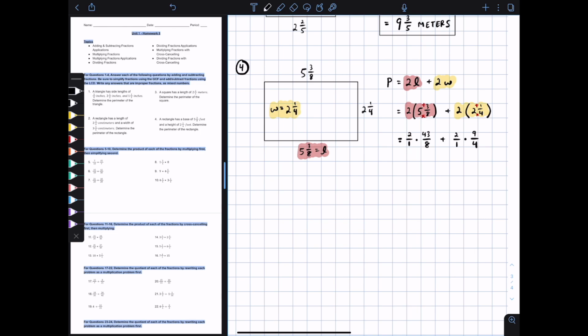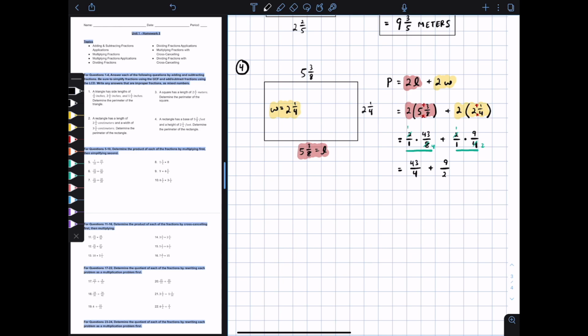If we go ahead and multiply these out, let's look at this product here, 2 of those. We see we can cross cancel. The 2 and 8 become 1 and 4. Then 1 times 43 is 43, and 1 times 4 equals 4. And for multiplying the 2 widths together, 2 and 4 cross cancel to make 1 and 2. On top, 1 times 9 is 9, and on the bottom, 1 times 2 is 2.